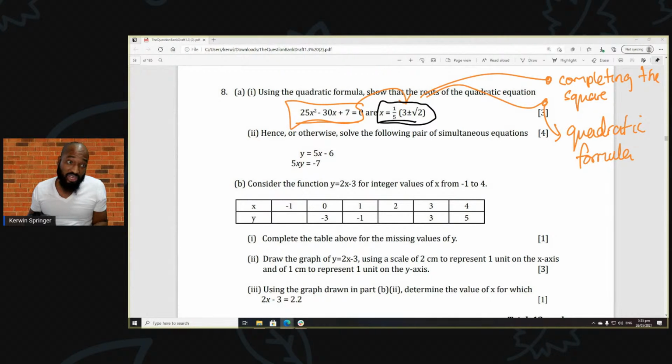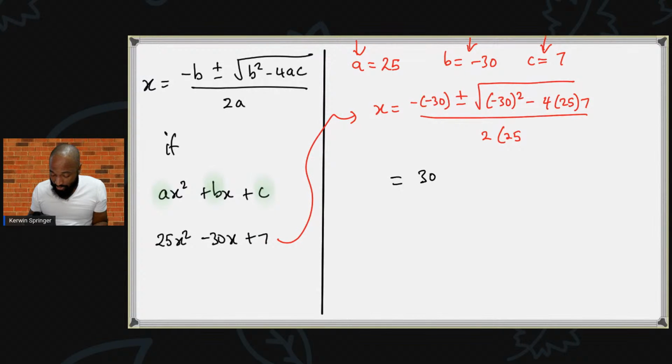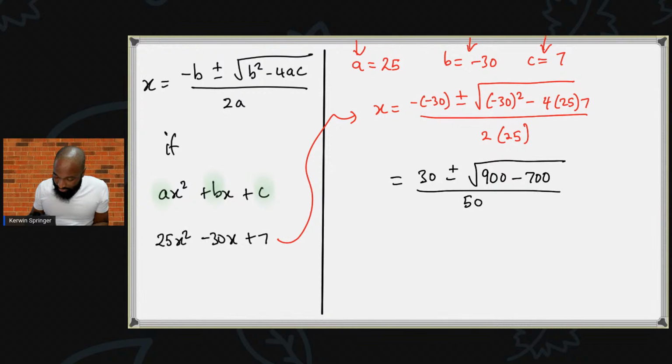This is going to be really interesting. Let's just keep working out with this. This is what we're looking to get, right? This is a lovely question, if I must say so myself. So 30 plus or minus the square root of 900 minus 4 by 25, which is 100, minus 700. So it's working out nice. This is just niceness divided by 50.